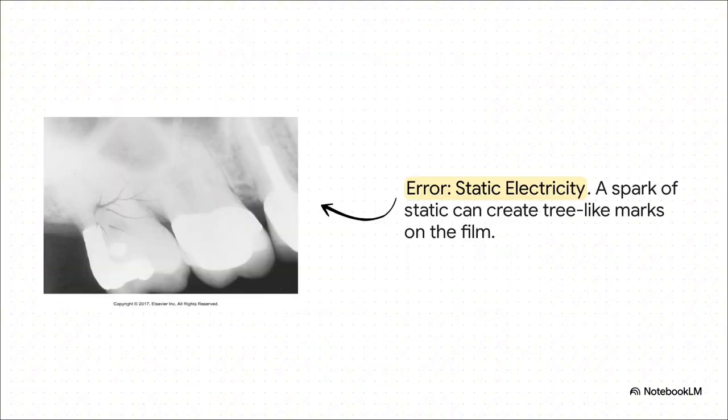And this one is kind of my favorite error, just because it looks so cool. Static electricity. In a really dry darkroom, just a tiny spark of static could create these incredible, lightning-like patterns on the film. Beautiful to look at, sure, but absolutely frustrating when you're trying to see a cavity.